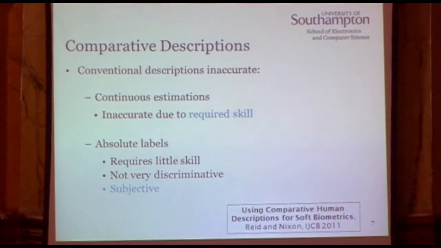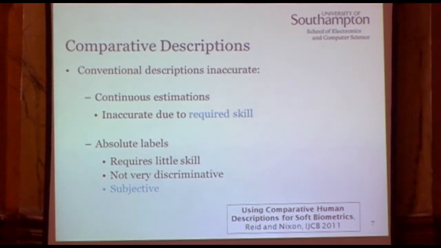Absolute categorical labels are much easier to provide. A label like tall doesn't require much skill. But the problem with them is that they're very subjective. Me saying someone's tall is based on my own body, what I'm used to, my understanding of population averages and variation. And obviously that differs between people, so it's not ideal for a biometric.